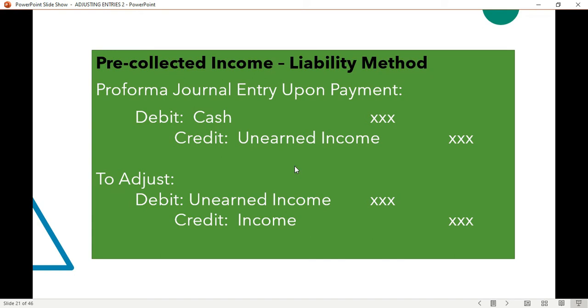Then at the end of the period, since you are using an unearned income account, you will be recognizing the income portion. So you need to reduce the liability. That's why you debit unearned income and recognize income. Again, debit unearned income, then credit income.